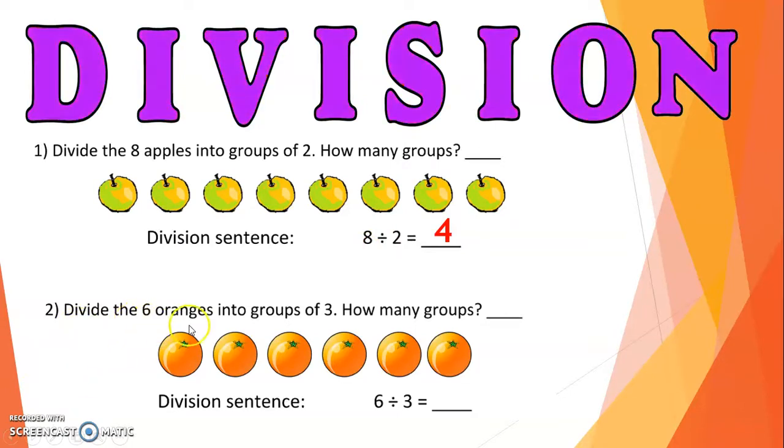Next, number 2. Divide the 6 oranges into groups of 3. So how many groups? So we have 1, 2, 3, 4, 5, 6 oranges. So 6 divided by 3 is equals to 2. Very good. Do you understand? So again, PEMDAS test. Multiplication, division is part of the test next week.